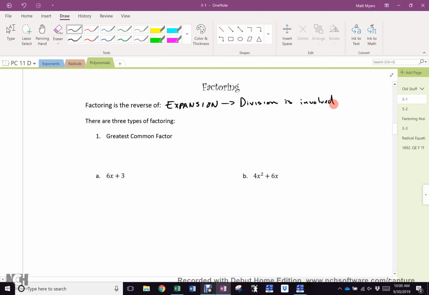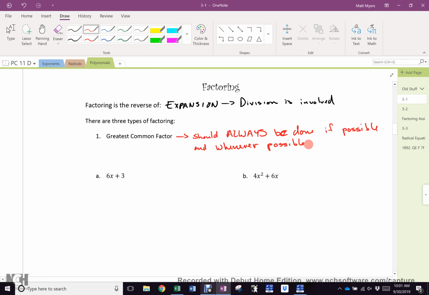There's three types that we do all the time. First one is greatest common factor. This is an important one because this one should always be done if possible, and whenever possible.